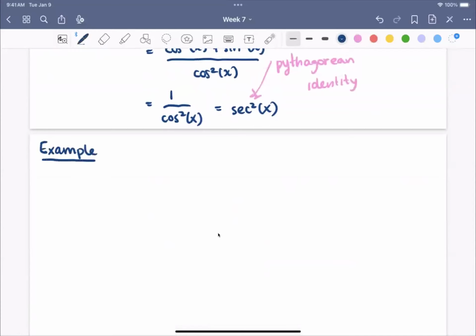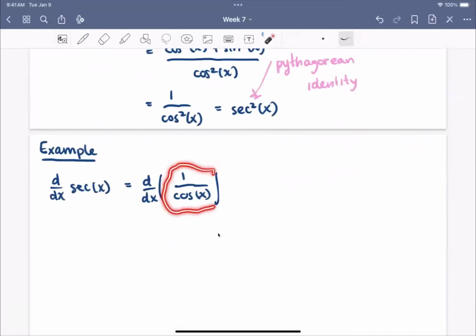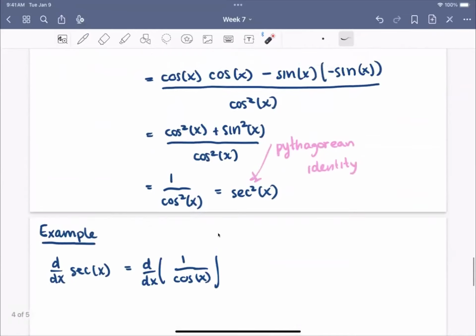Okay, so let's take d by dx of secant x. What is secant x? This is d by dx of 1 over cosine x. Again, this is all about seeing how to break this thing up into functions that you know how to take the derivatives of. What I see here is a quotient of a constant and a cosine, both of which I know how to take the derivative of.